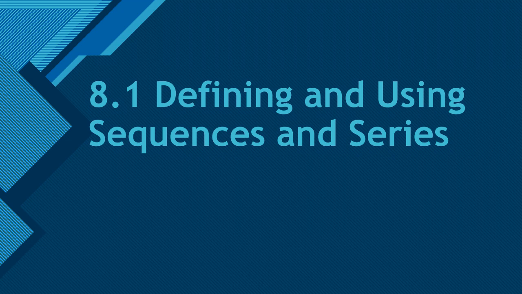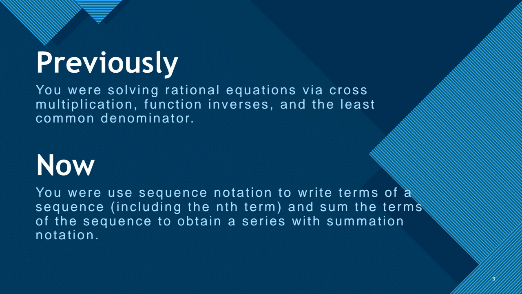Okay, like we said earlier, we're going to be going to chapter 8.1, defining and using sequences and series. So last week, you were solving rational equations by cross multiplication, using function inverses and the least common denominator. And this week, we're going to go off that path a little bit, and we're going to use sequence notation to write terms of a sequence, including the nth term, and sum the terms of the sequence to obtain a series with summation notation.